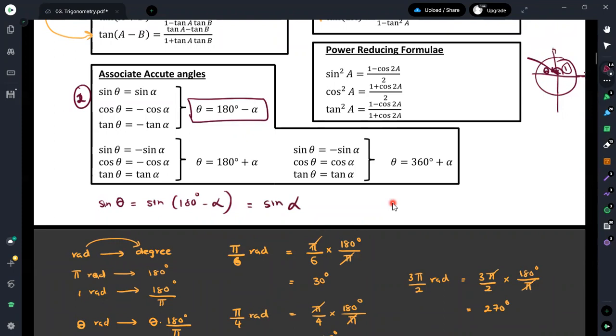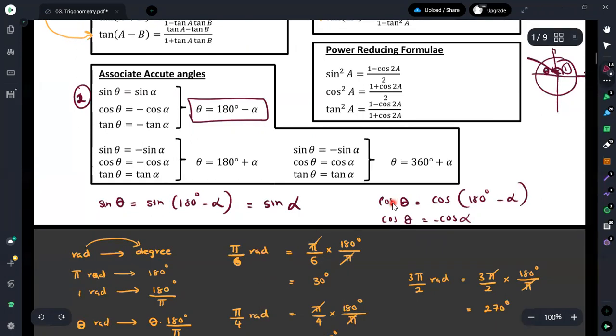And if it is done for cosine theta, where theta is equal to 180 minus alpha, then cosine theta equals minus cosine alpha. Therefore using the compound angle formula, we can simply obtain these equations. For the second quadrant, tan theta is equal to minus tan alpha.